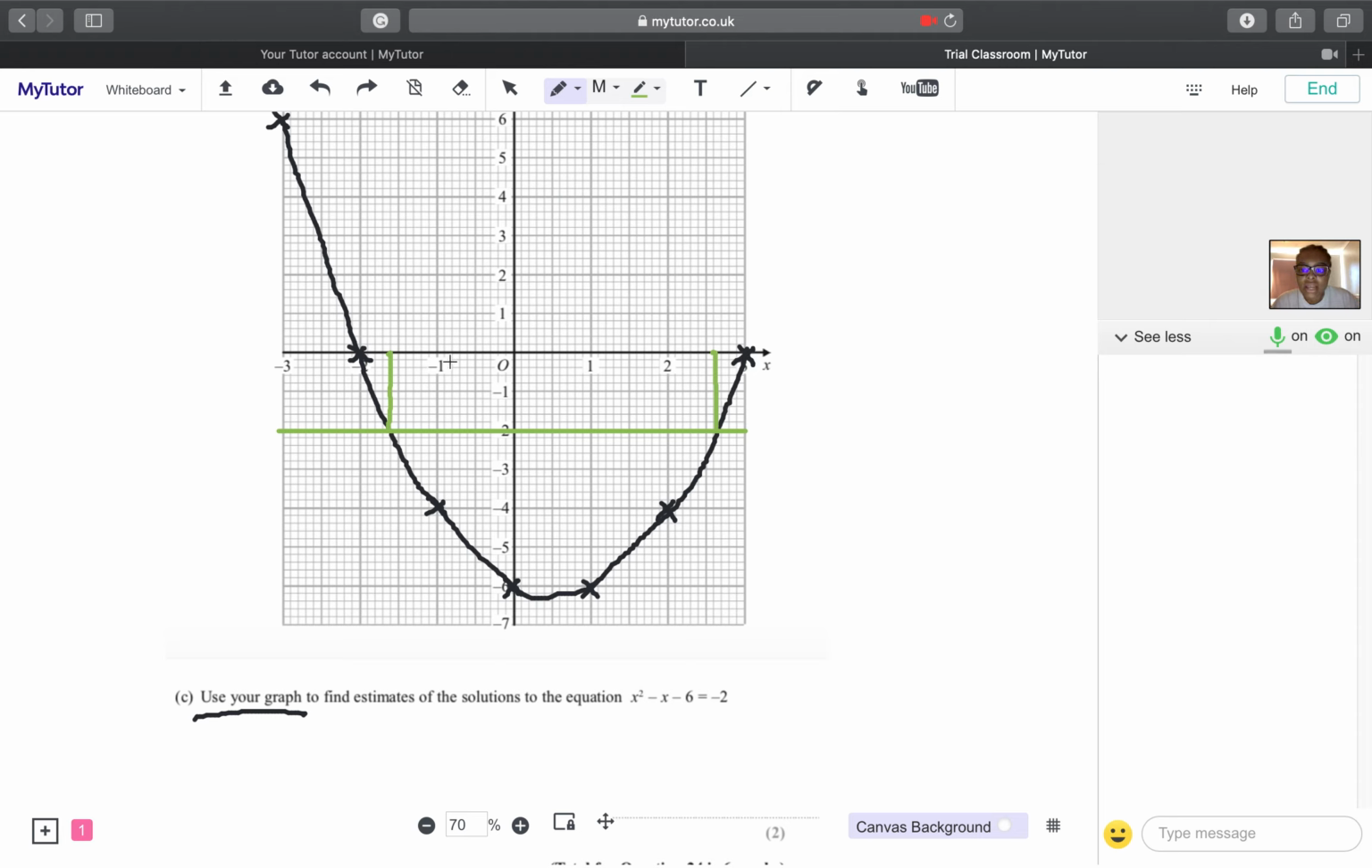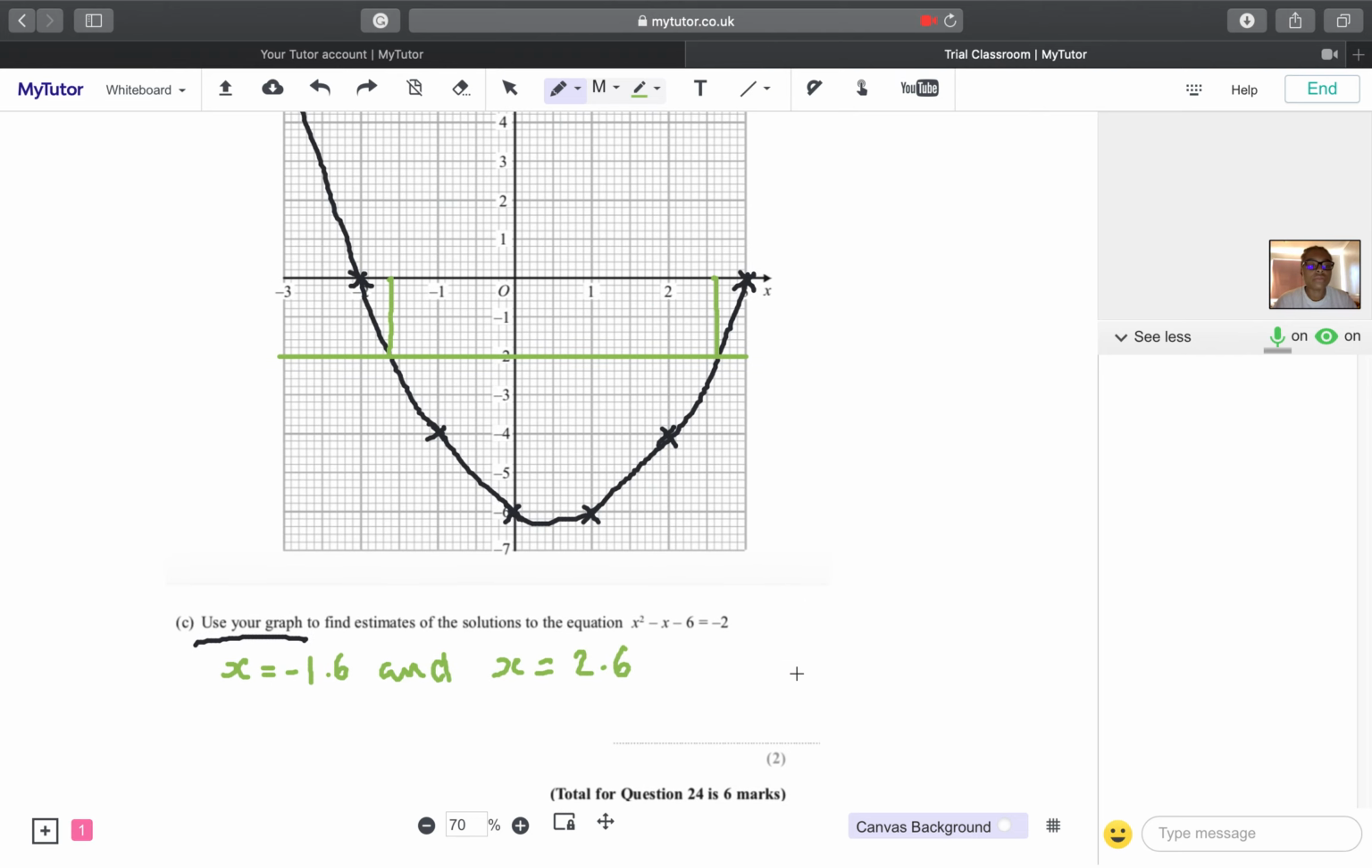So here it looks like it is minus 1.6, so x is minus 1.6 on that point, and on the other point it looks like 2.6, so we've got x equals 2.6. So these would be our answers for the last part. So what I was saying before with the leeway that examiners give, you could write minus 1.7 or 2.7 and you would still be able to get the mark because it's only 1 millimeter away.